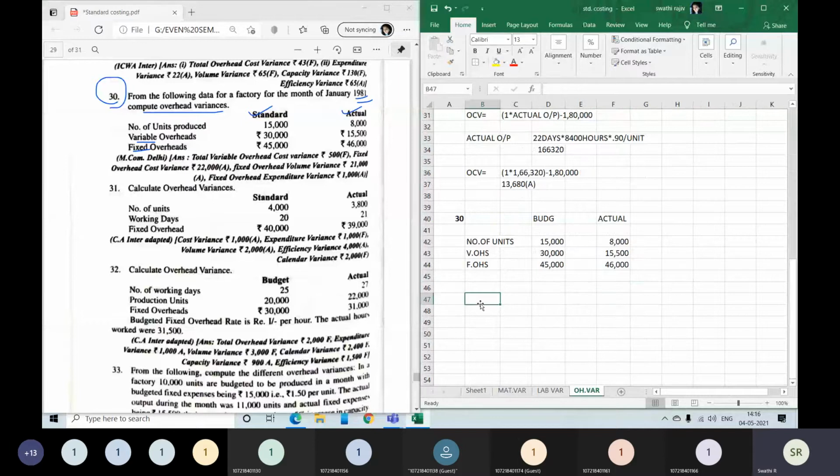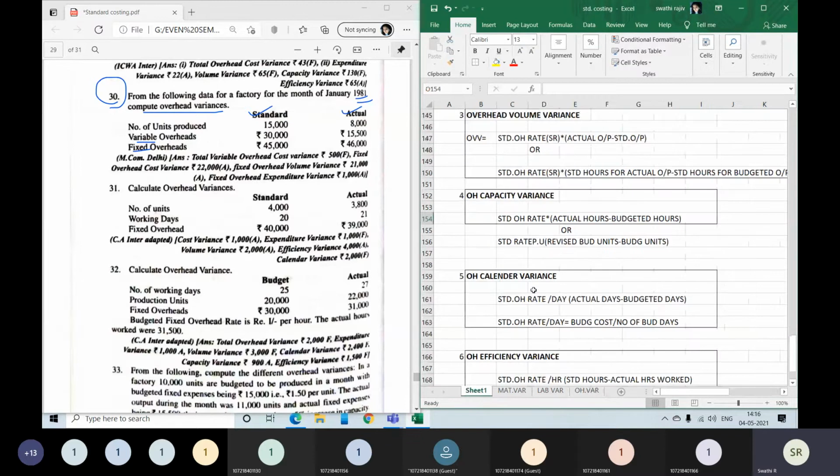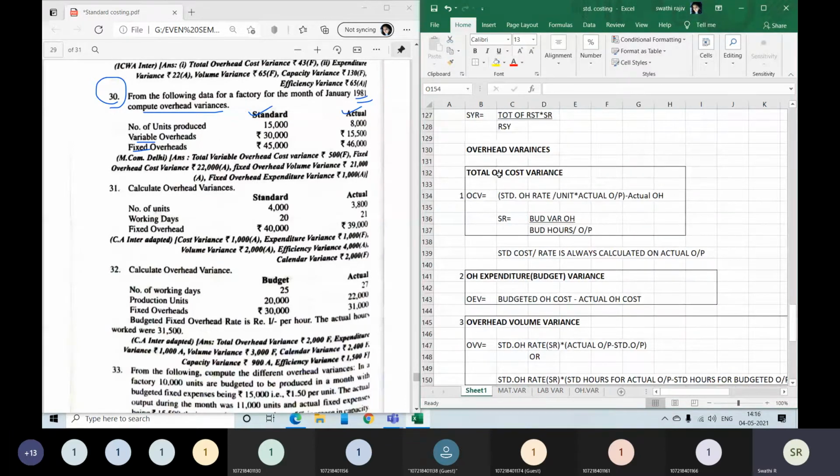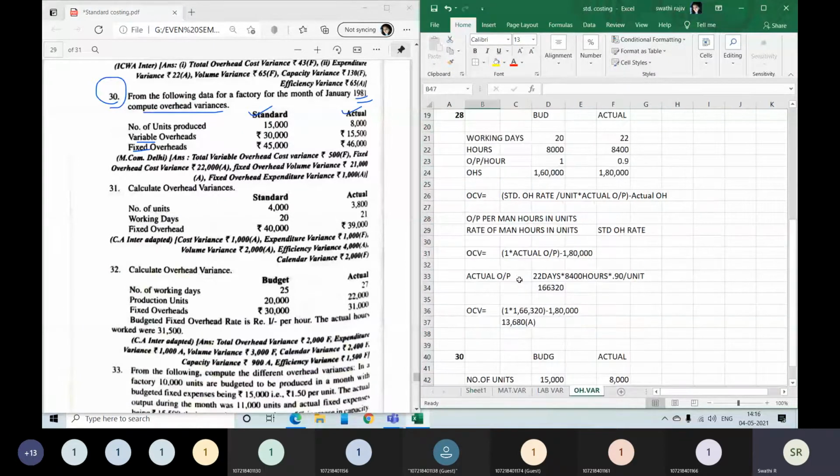So first thing, you are just asked to find out variances, right? Compute overhead variances. So what is the very first variance you generally find out? Your total overhead cost variance. Yes or no? You remember this from the previous questions also. What is the formula? Standard overhead rate per unit into actual output minus actual overhead. So we will calculate this formula first.